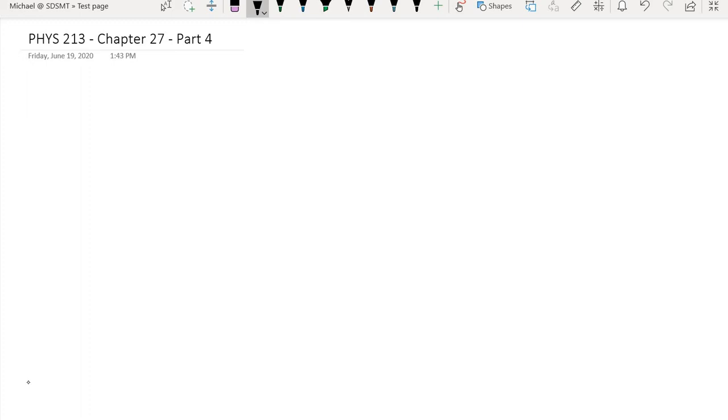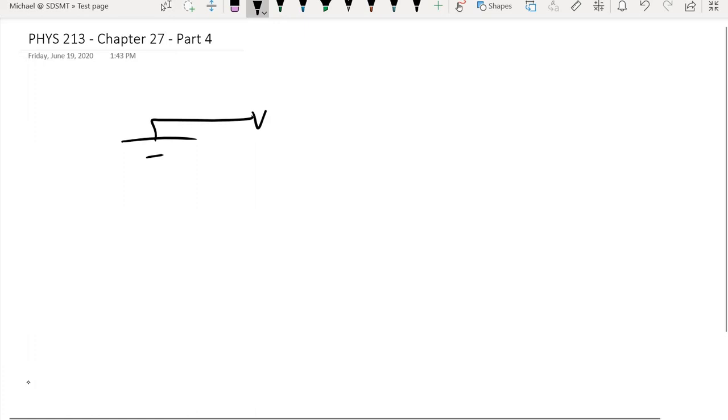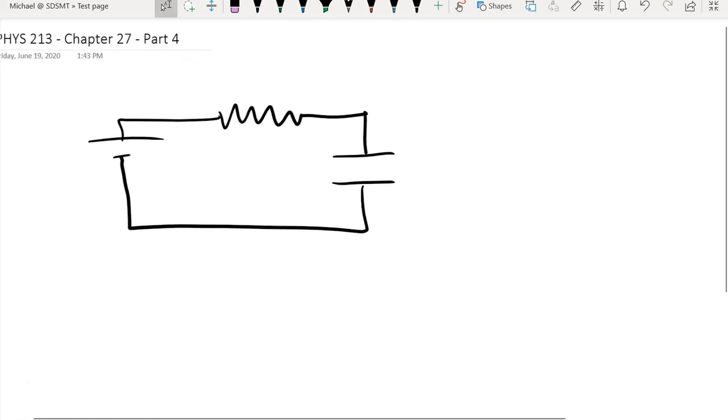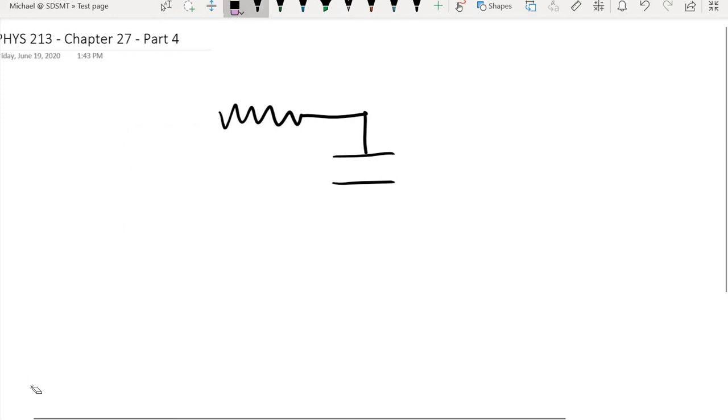And in this chapter what we want to do is look at how having a combination of resistors and capacitors in the same circuit will affect not only the behavior of the circuit but also the math that goes into this. And actually I'm going to put a switch into this diagram.